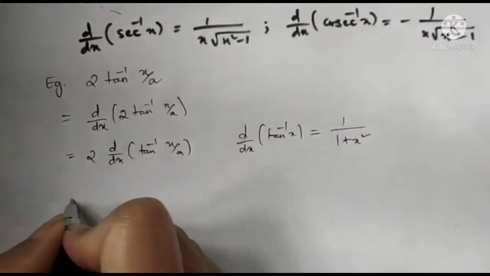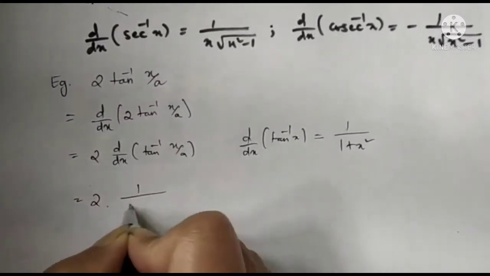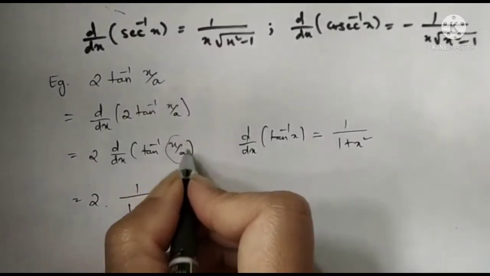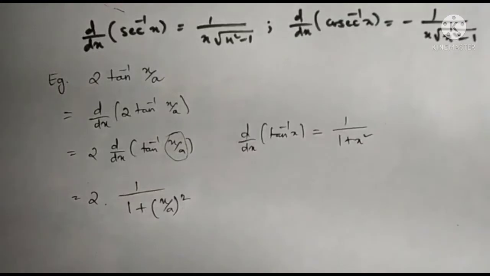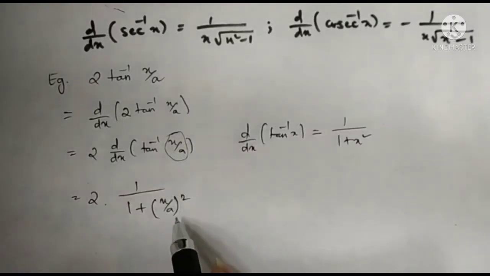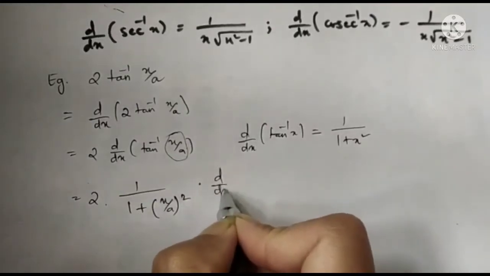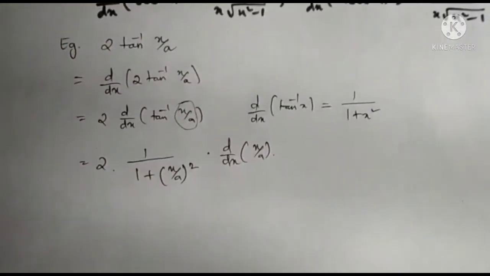So here I am going to write 2 as it is. D by dx of tan inverse x by a is 1 upon 1 plus, in place of x I have x by a, so here I'll write x by a whole square. But now you know from chain rule that since in place of x I have x by a, I need to differentiate x by a. This is a very important part of your problem.